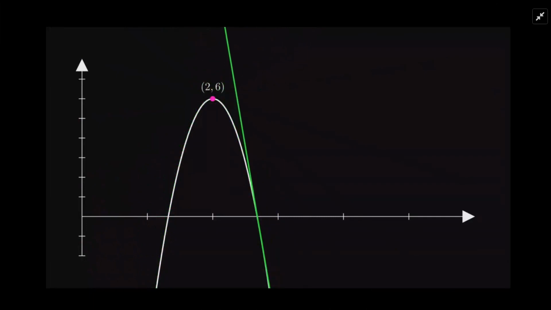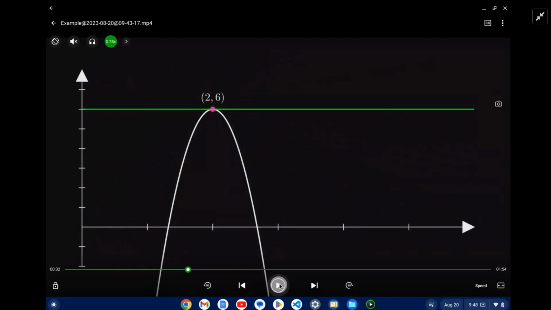Now we're interested in that vertex, the point (2, 6). So what I want you to notice here is the gradient of the tangent line. The gradient of the tangent line here is 0, right? It's a horizontal line. So whenever you have a turning point, and a vertex is a turning point, the gradient of this line is 0. Now, when I say the gradient of the tangent, I could also interchange that with the value of the first derivative. Those two are the same.